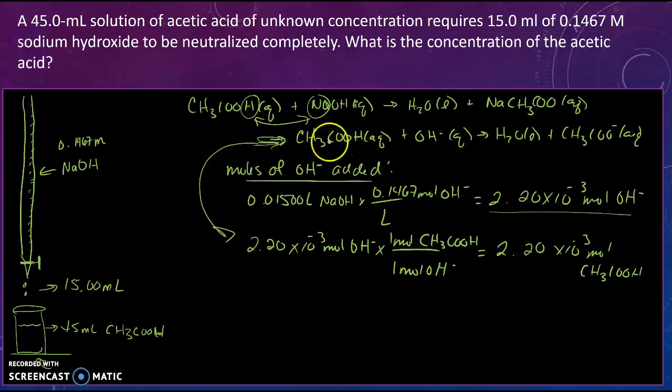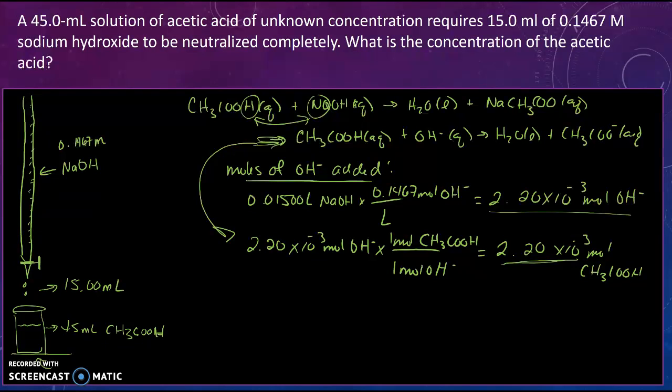If this was, say, sulfuric acid, it would have 2 hydrogens. And so for 1 mole of sulfuric acid, we require 2 moles of hydroxide. And then you'd have to adjust for that in the stoichiometry. So, always keep that in mind. Always keep the stoichiometry of the neutralization reaction in mind.